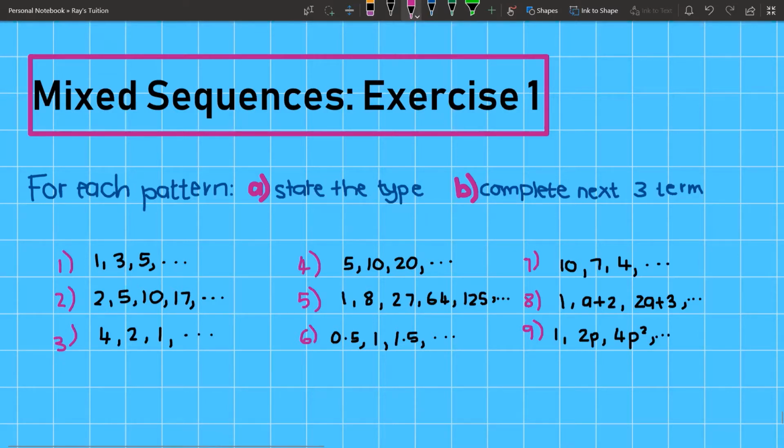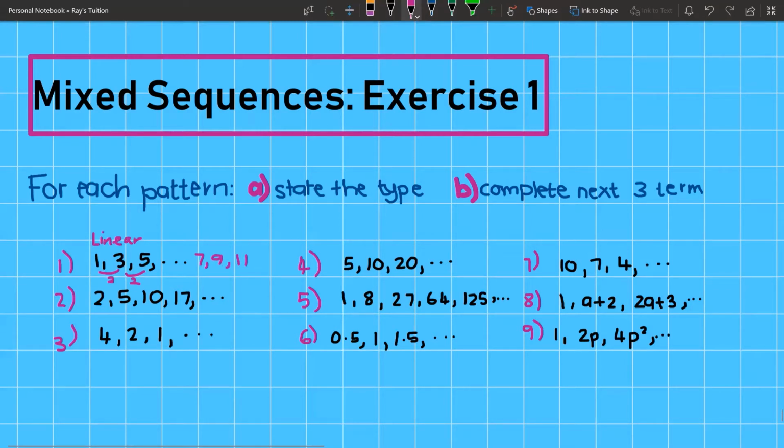we get by subtracting. So 3 minus 1 is 2 and 5 minus 3 is 2. So the first one is a linear pattern. And why do we say it is a linear pattern? Because it has a common first difference. And then the next few terms we get by adding 2. So then it will be 7, 9, and 11.